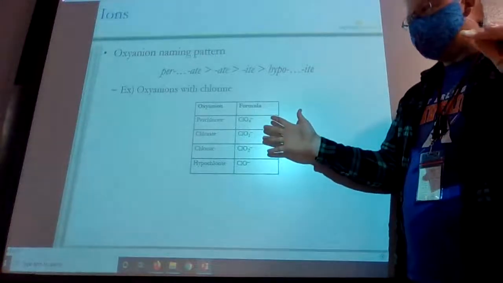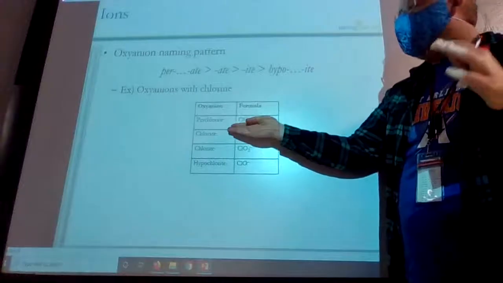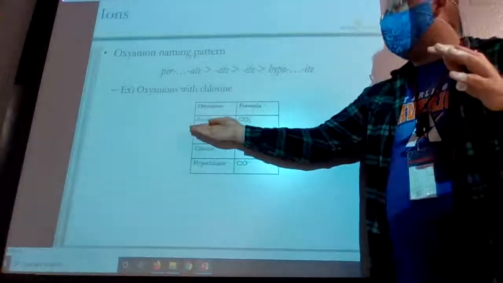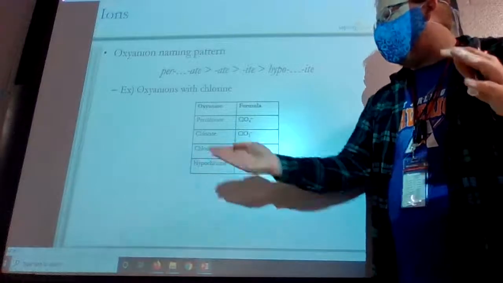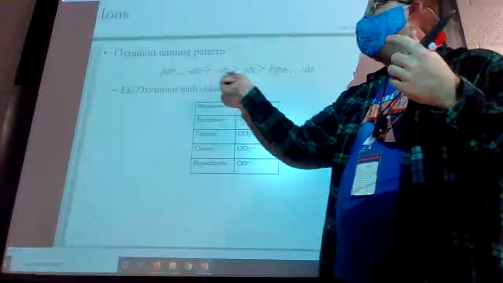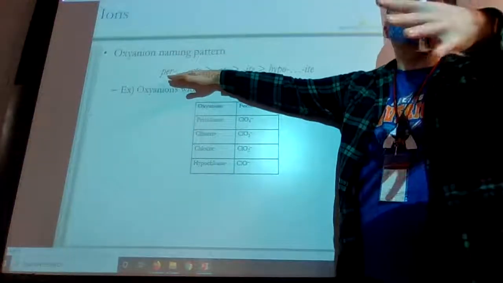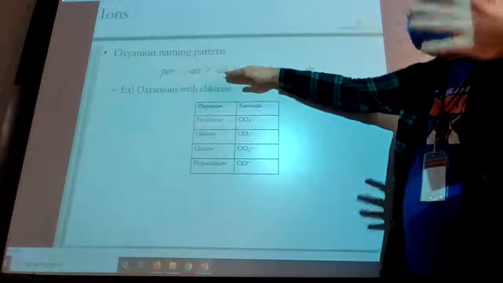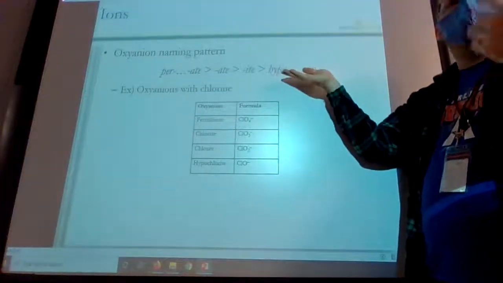But for chlorite or chlorate or whatever you have, if it has 4 oxygens, it's perchlorate. If it has 3, it's chlorate. If it has 2, it's chlorite. And if it has 1, it's hypochlorite. You can see they have the greater than symbols here. The per- one is going to have the most oxygens, and then it just goes down, 1 oxygen at a time, until you get down to hypochlorite.